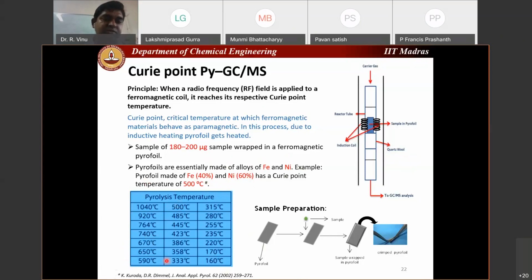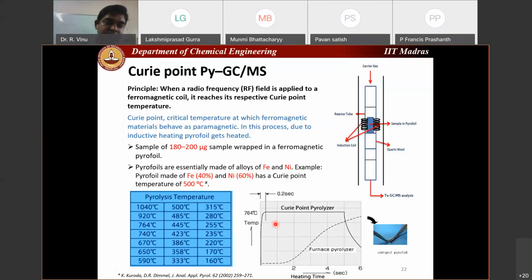So one disadvantage is you cannot set the temperature of your choice. You have to set the temperature based on the Curie point temperature of the pyrofoils. So typically you take the sample, which can be a solid or a liquid, you put the sample inside and then you crimp it. That means you simply press it and then you put it inside the chamber here, and then you apply a radio frequency. Because this is a ferromagnetic pyrofoil, it becomes paramagnetic when you apply radio frequency, and then the Curie point temperature is reached. The Curie point temperature here is nothing but the desired pyrolysis temperature of the sample.